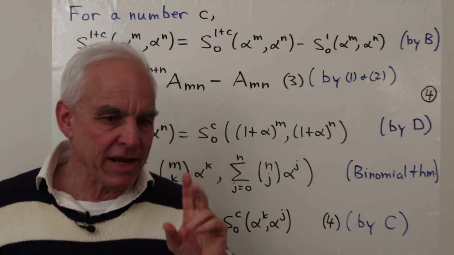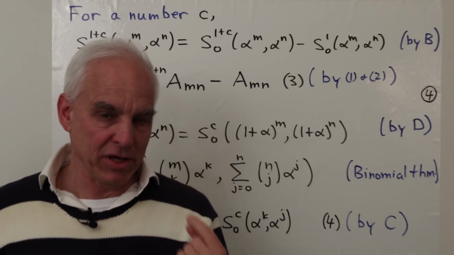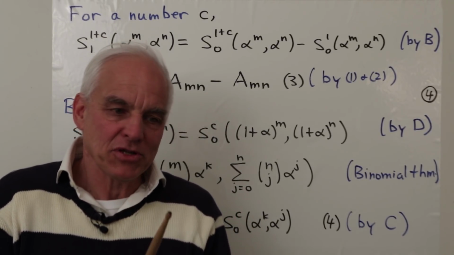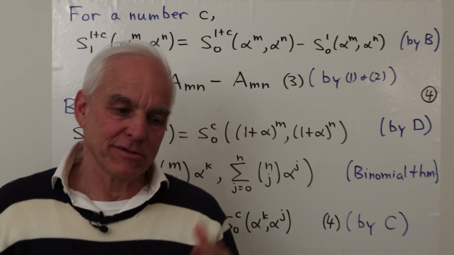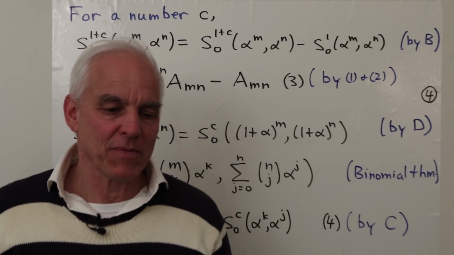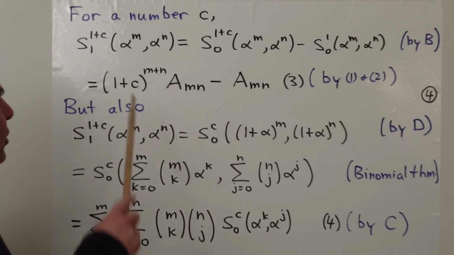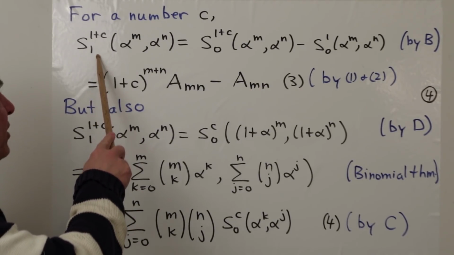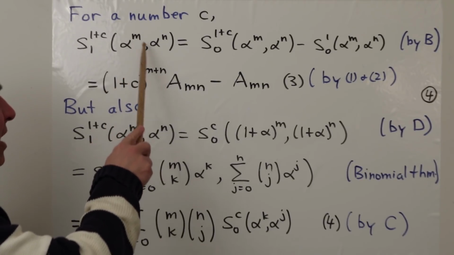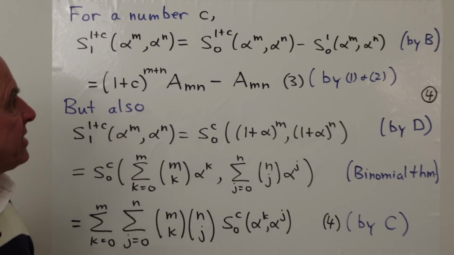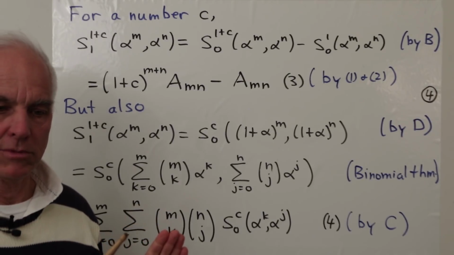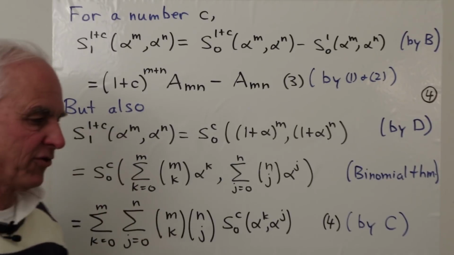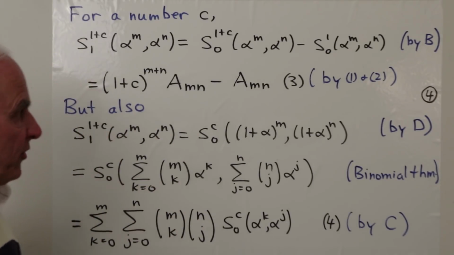So our aim is now to make some clever algebraic manipulations and try to extract something. And in fact, it's very much in the spirit of what Cavalieri did, back in the 17th century. So what we're going to do is look at this particular expression, the signed area from 1 to 1 plus c of alpha to the m, alpha to the n. What is c? c is just some number. It doesn't have to be bigger than 1. It can be any number because all of these things are algebraic. It doesn't matter where things are from.